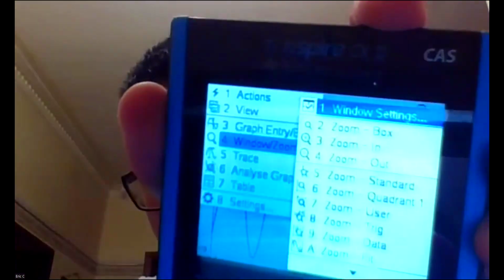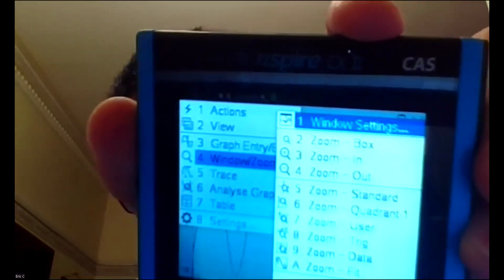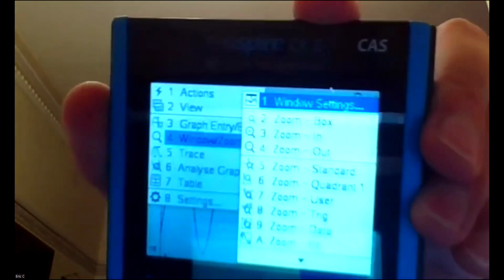Let's say you don't see a graph like that straight away. What you want to do is go to menu, go to zoom, and go to window settings. So menu number 4, which is Window/Zoom, and number 1 for window settings. Make sure the domain is set up, you can put it as like -10, or you can put it from 0. And then the maximum, you can put it to 120 or 150, so more than 120 to see the complete graph, and then put the scale to auto.